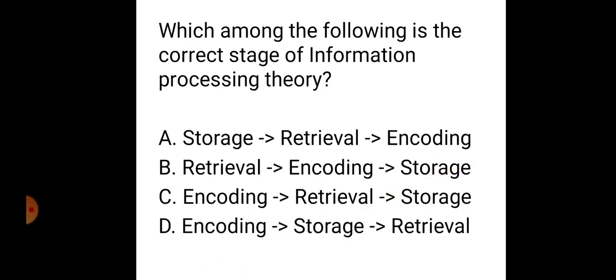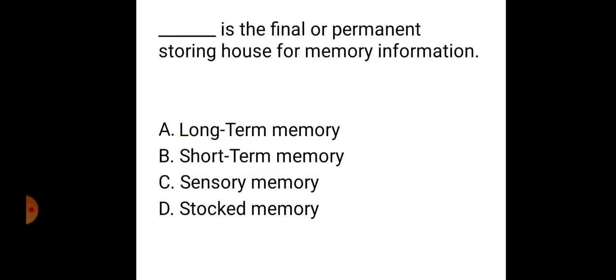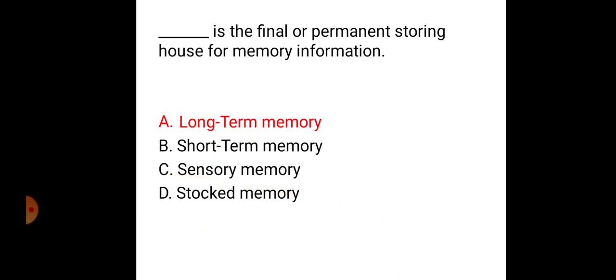Which among the following is the correct stage of information processing theory? Pinakauna is we have encoding. After encoding it, we now have the storage. And after storing it, we could be able to what? Retrieve it. Next, blank is the final or permanent storing house of memory information. Answer is not stock, not sensory, not short-term, but long-term memory.